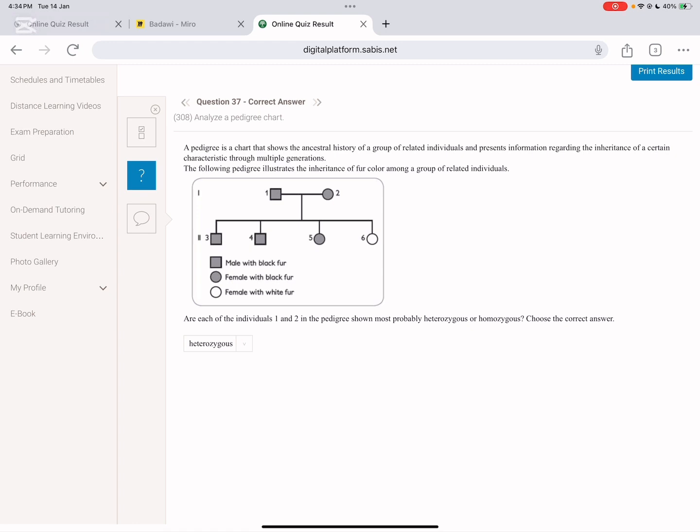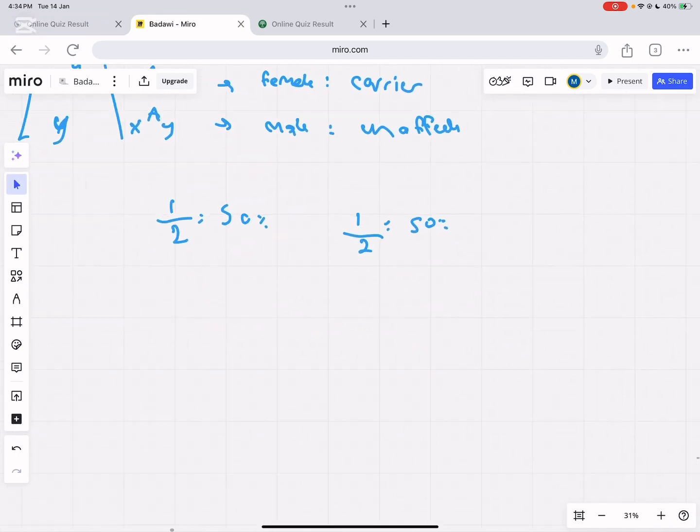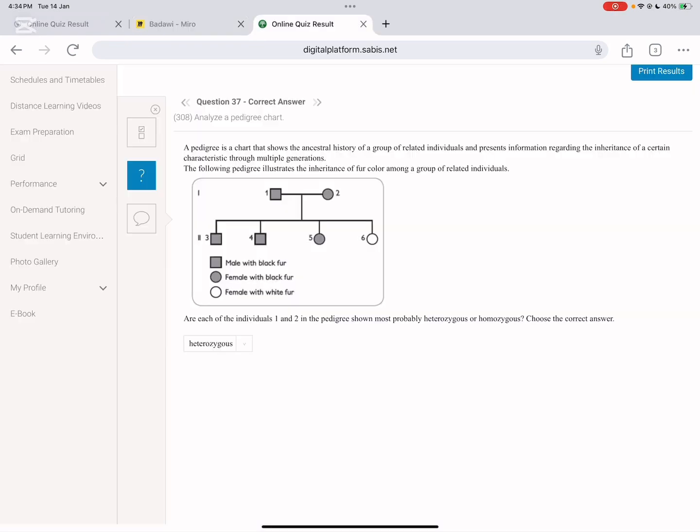A pedigree is a chart that shows the ancestral history, okay? The following pedigree illustrates the inheritance of fur color among a group of related individuals. Are each of the individuals 1 and 2 in the pedigree shown most probably heterozygous or homozygous? How am I gonna know? Since they show the phenotype, they are dominant. But in the offspring, I have 1 that is recessive. So if the parents were both homozygous dominant, there is no chance for me to get a recessive. So of course they have to be heterozygous to be able to get individual 6 genotype.